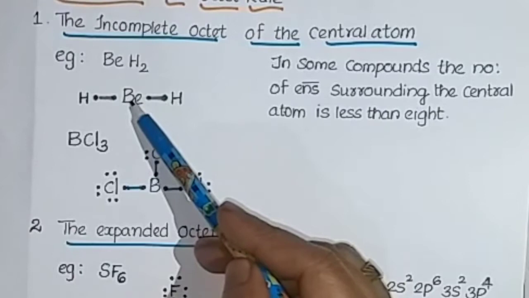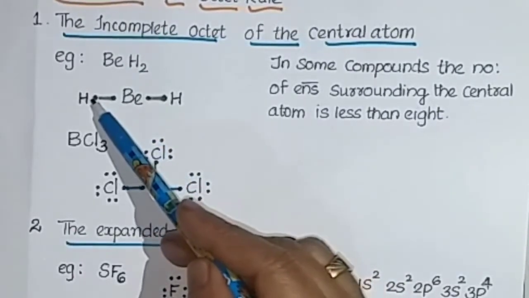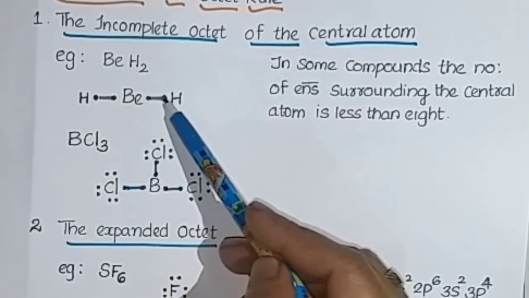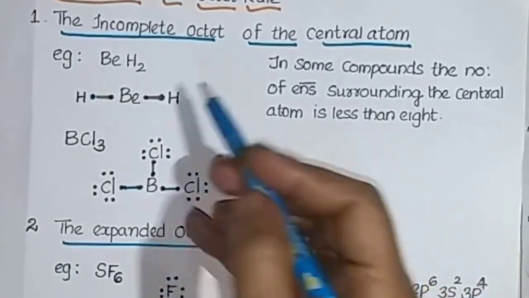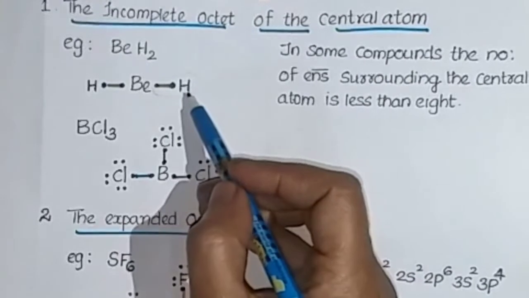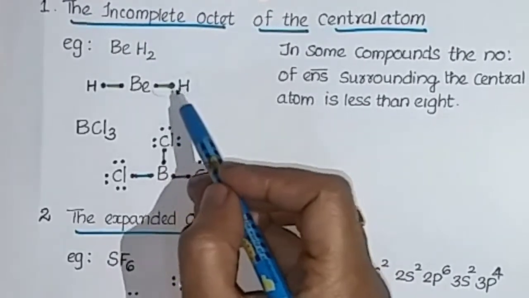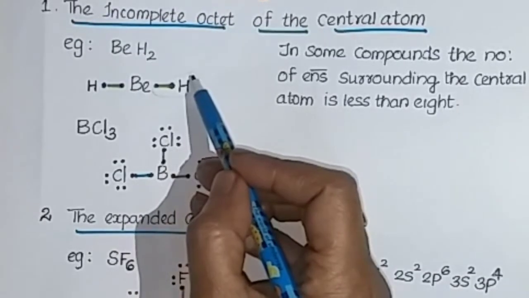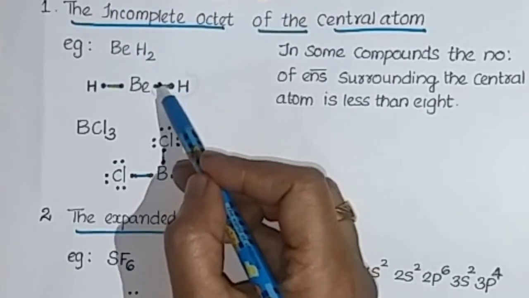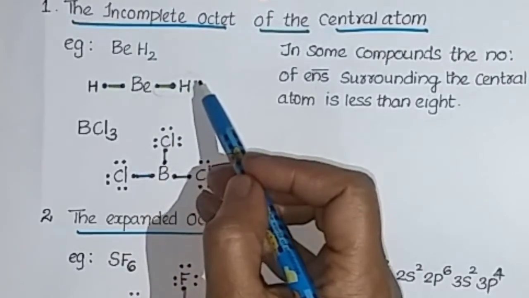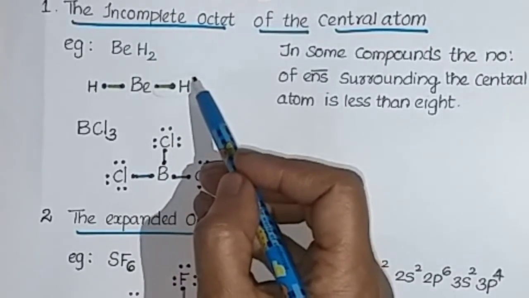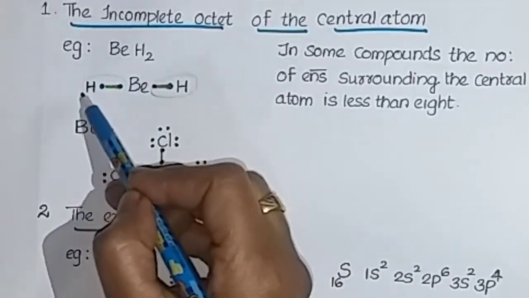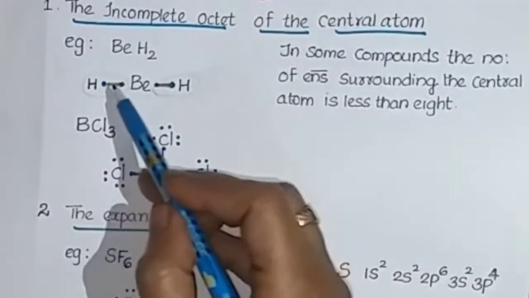Here beryllium shares its 1 electron with the hydrogen atom to form a single covalent bond. Similarly, here also it forms a single covalent bond. Then listen, hydrogen here completes its doublet, meaning it consists of 2 electrons. The valence shell consists of 2 electrons, so hydrogen becomes more stable. Here also hydrogen completes its doublet, 2 electrons.